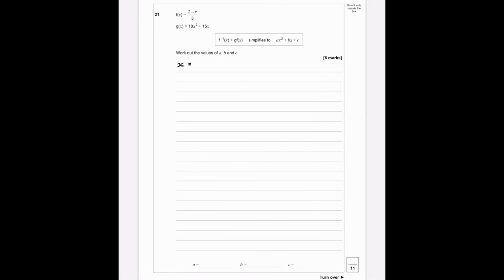Okay, question 21. The first thing I'm going to do is find f inverse of x. So I swap the x's and y's around and make y the subject. You don't have to switch the x and y's around if you don't want to, but we end up with y equals 2 minus 3x. So f inverse of x is going to be 2 subtract 3x.